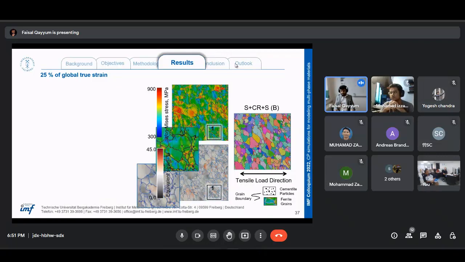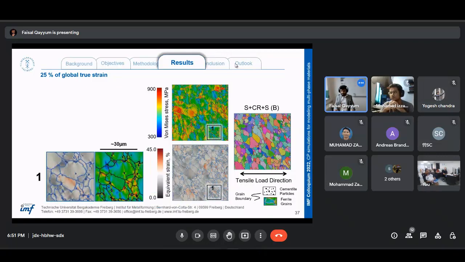Ferrite was assigned the phenomenological model, and cementite particles are assigned the elastic attributes only, because they are relatively harder and have significantly higher strength as compared to the ferrite matrix. So we assume that they are not really plastically deforming. What we observe is a relatively heterogeneous stress and strain distribution in our material. It is not so high, but some grains have relatively higher stress and higher strain than the others.